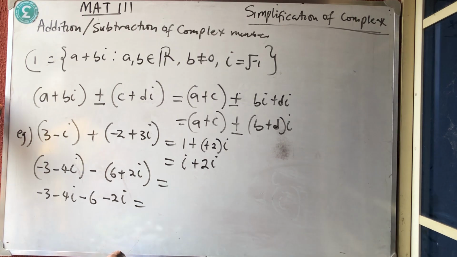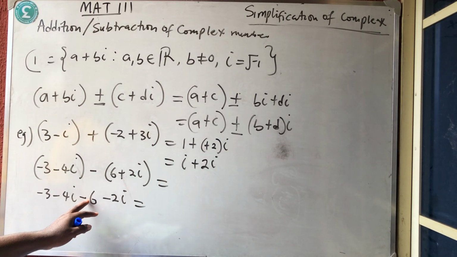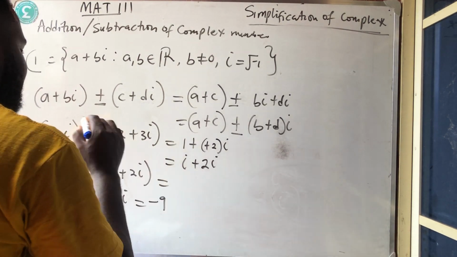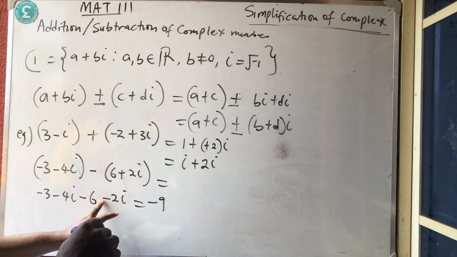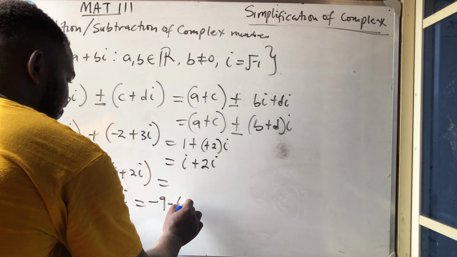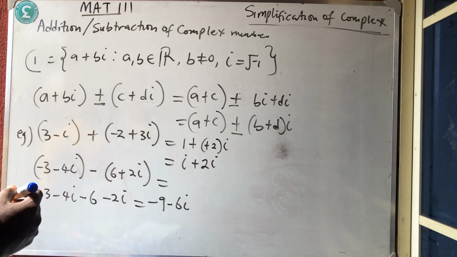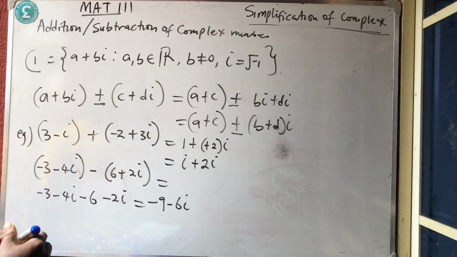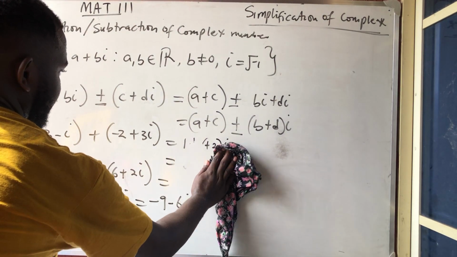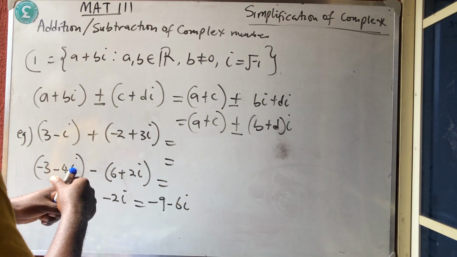So let us now do it directly. Minus 3 minus 6 will give you what? Minus 9, standing here. Minus 4 minus 2 will give you what? Minus 6. Then put the i. You see, it's very simple. That is how to add or subtract complex numbers. In fact, for this one, let me clear with the plus so that everything will stand the way it is.